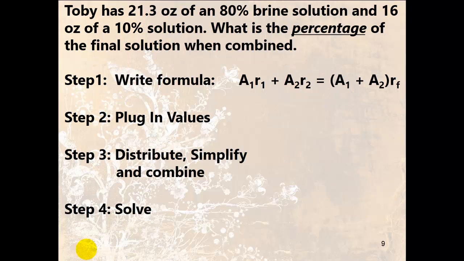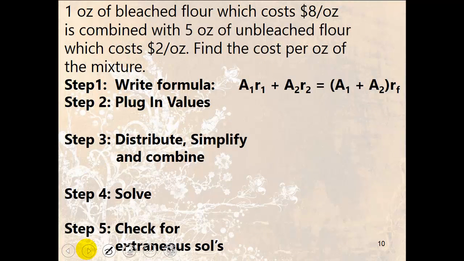Okay. Now this is a type of mixture problem where it actually uses ingredients and cost per ingredient. So you could see a lot of businesses using this if you're a coffee house, if you are a person who sells mixtures of nuts, mixtures of different candies. Okay, so it says 1 ounce of bleached flour costs $8 per ounce, is combined with 5 ounces of unbleached flour, which costs $2 per ounce. Find the cost per ounce of the mixture.